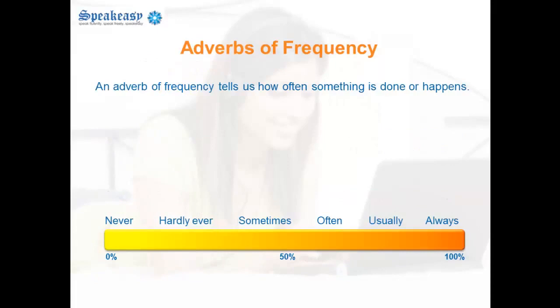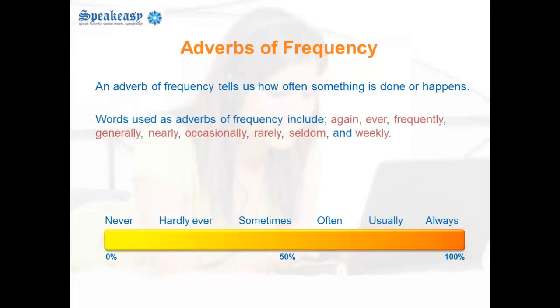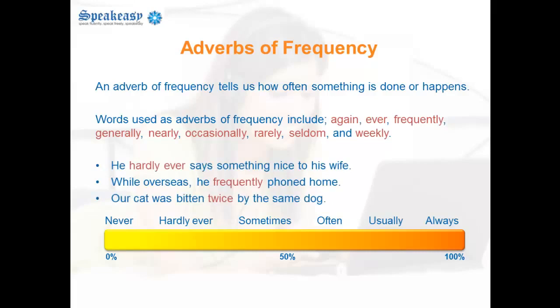An adverb of frequency tells us how often something is done or happens. Words used as adverbs of frequency include again, ever, frequently, generally, nearly, occasionally, rarely, seldom, and weekly. He hardly ever says something nice to his wife. While overseas, he frequently phoned home. Our cat was bitten twice by the same dog.